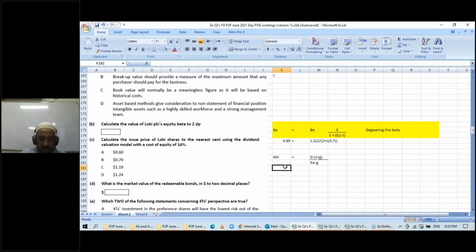Okay, so the total dividend is divided by 0.14 cost of equity minus 0.04 the growth rate. So this gives you 1.4 million. And the number of shares are 2 million. So divide 1.4 million by 2 million shares to arrive at 0.7, which is the price per share.